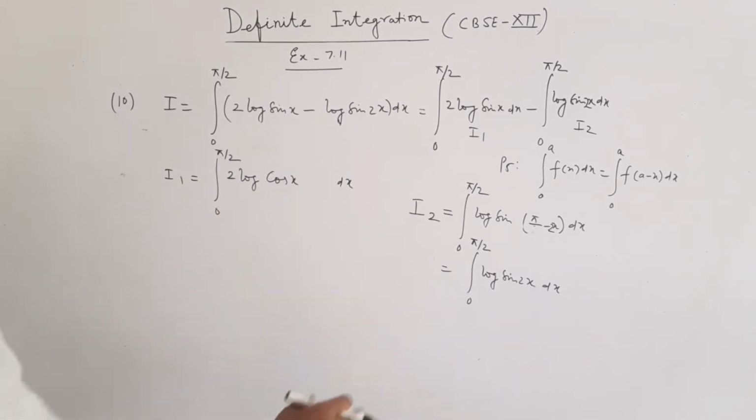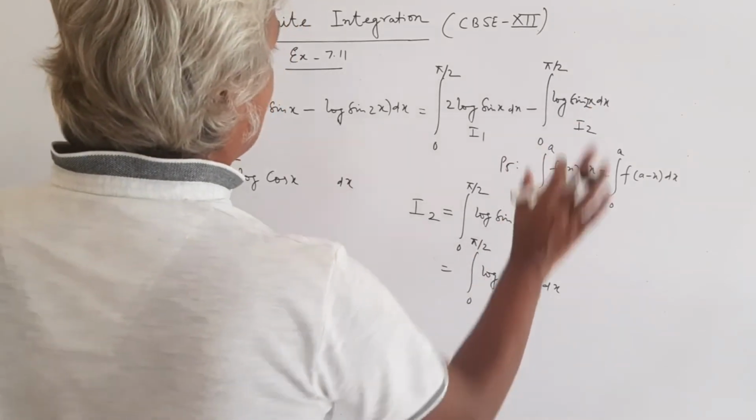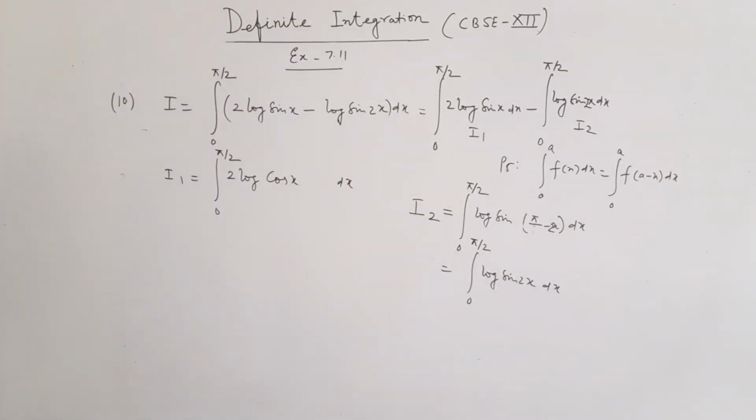Now in this case we are finding that the I2 is just like I1, means there is no benefit. If I add them, then I get just twice of itself, and there is nothing good happening. Then how can we solve this question?